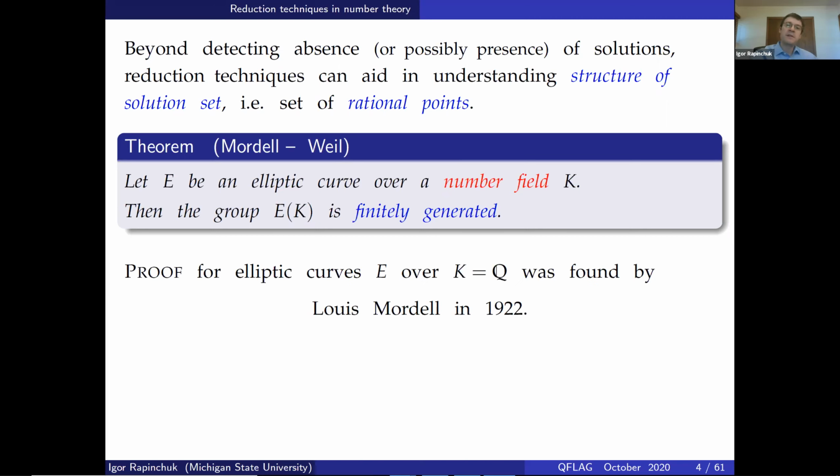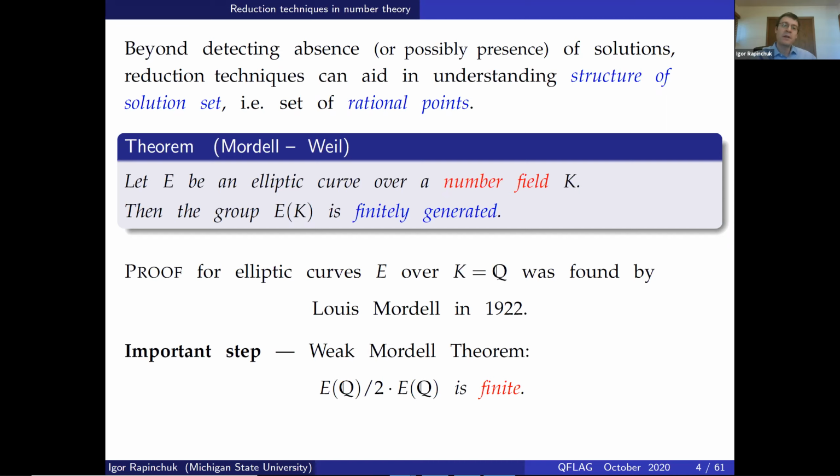And the initial case of this theorem was handled by Mordell in 1922, so for elliptic curves over the rational numbers. And an important step in his argument, which is now often referred to as the weak Mordell-Weil theorem, was showing that the quotient E(Q) mod 2E(Q) is finite. And here, although Mordell didn't really phrase things in this way, ultimately the argument relied on reduction considerations. So since this section is really just largely motivation, I won't go into the details, but I would like to say what we mean by reduction in this context, and also then indicate one key step in the argument.